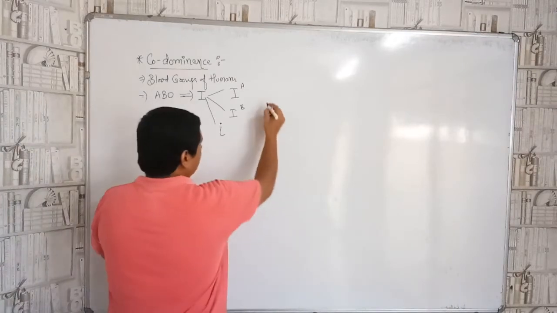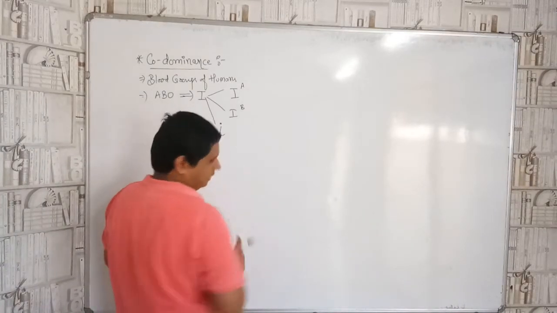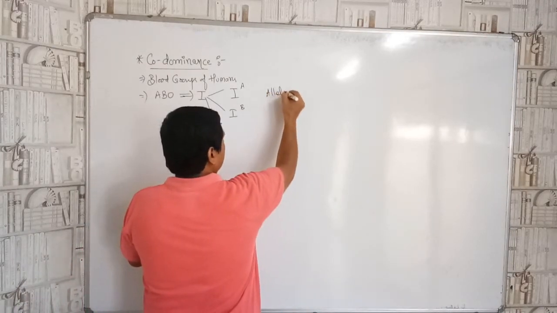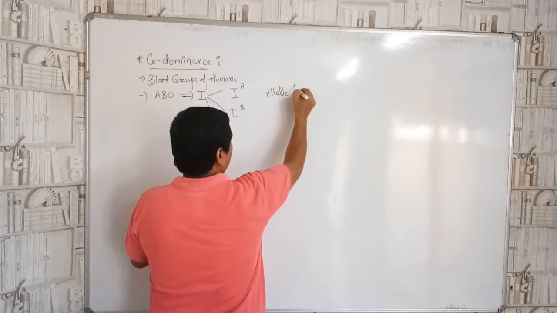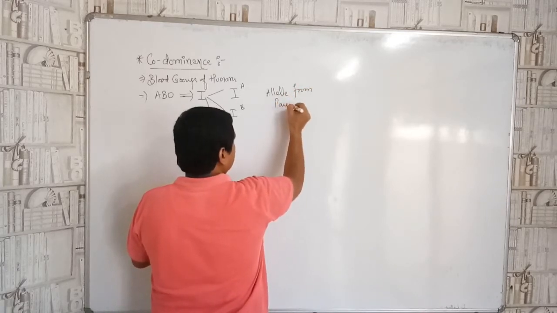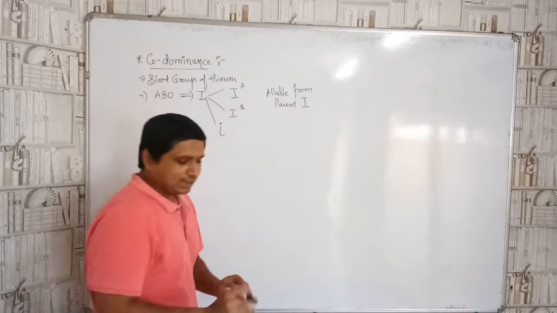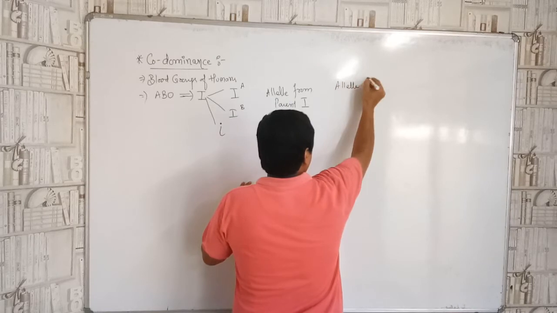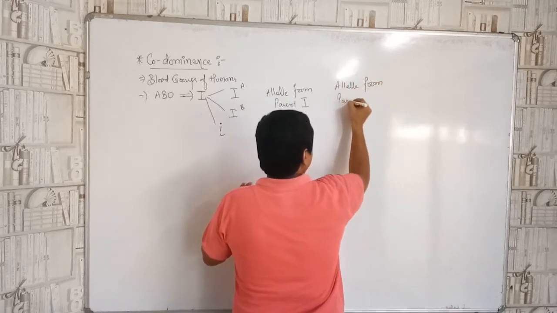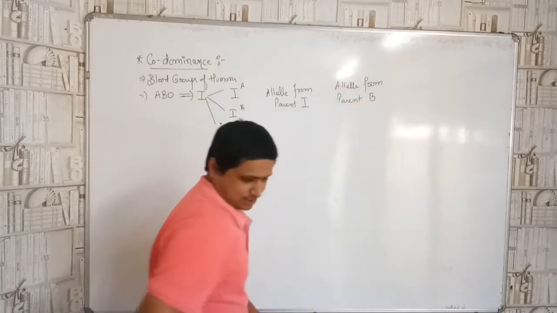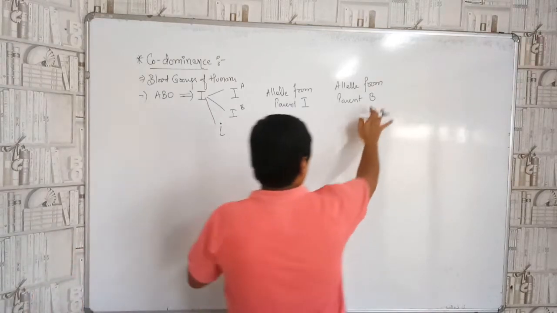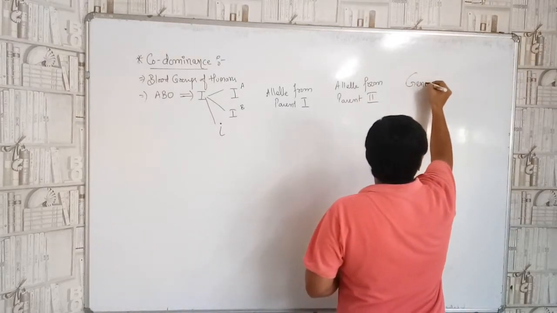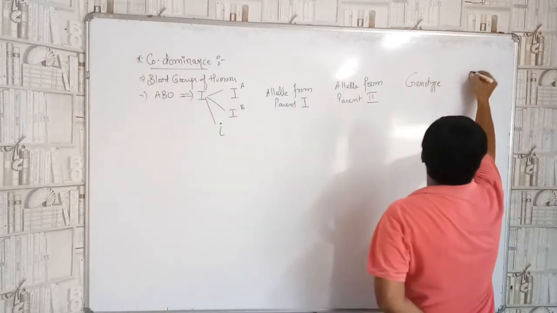That is a person having, let us see, an allele from parent 1, then the other allele from parent 2. Then the genotype, and the possible blood group.